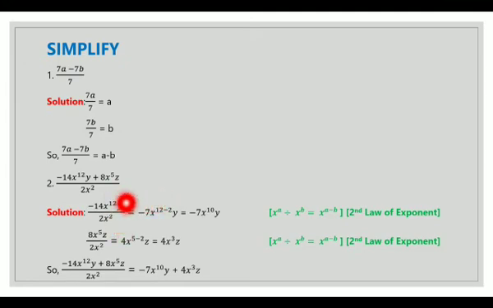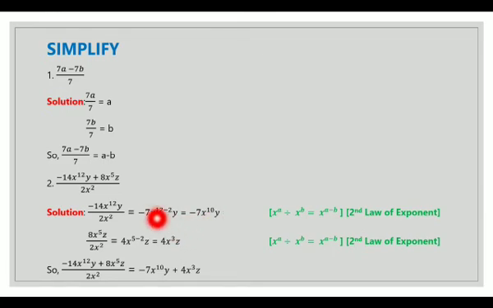Now here again I have to use the second law of exponent, that is x raised to 12 divided by x raised to 2 comes to be x raised to 12 minus 2, and y. So x raised to 12 minus 2, that is x raised to 10. So the answer comes to be minus 7x raised to 10 y.